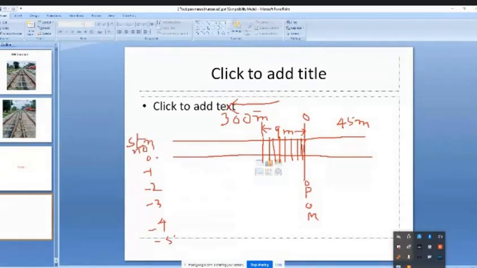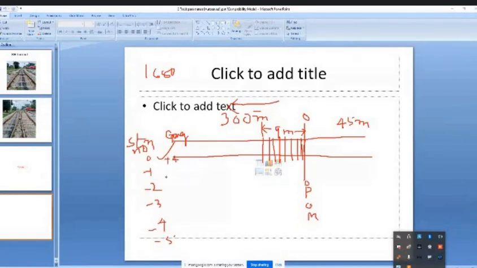So 0 means where the point of mount is. Minus 1 means first sleeper, minus 2 means second sleeper, minus 3 means third sleeper. Like this you are going. So here how much is the gauge? For example, say you got a 1680. So 80 means 4 mm. So here you have to write plus 4.